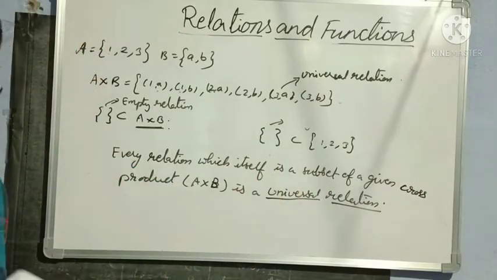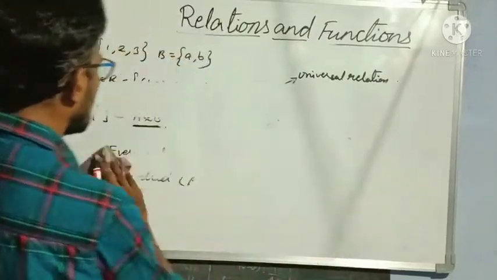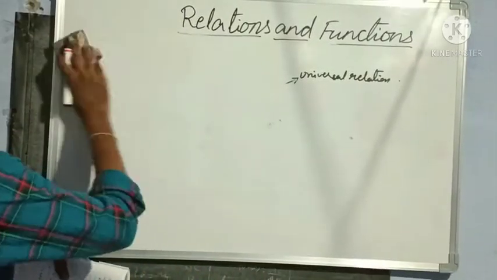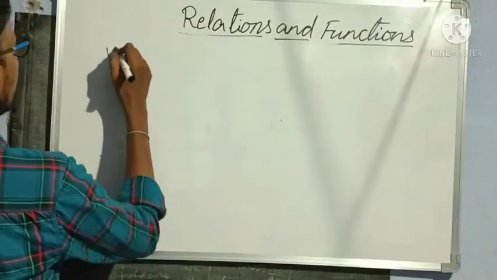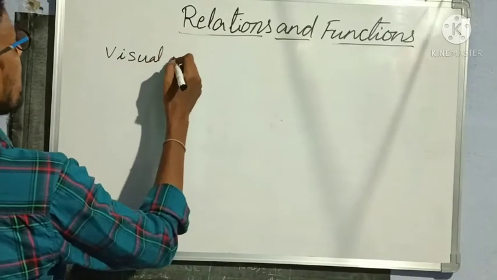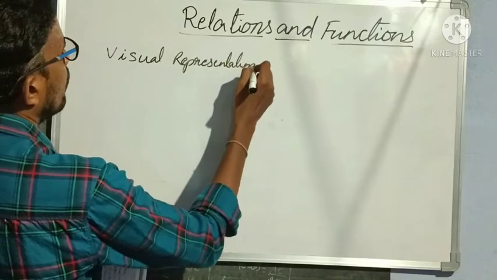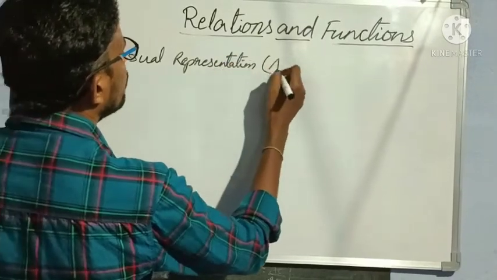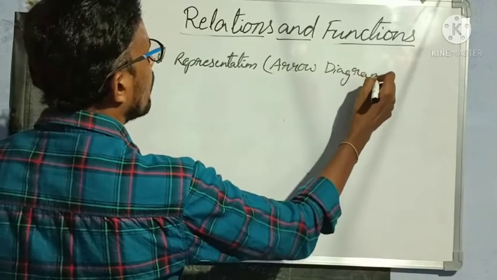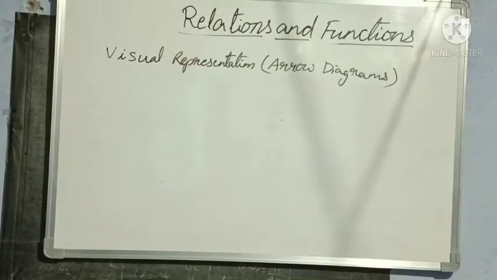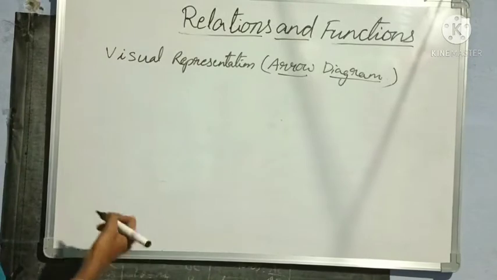Okay? Next, let us see the visual representation, means arrow diagram. How to represent a relation using an arrow diagram. Okay? So our next concept is visual representation. Visual representation means arrow diagram. Already in sets also we have seen an arrow diagram. In sets we call it a Venn diagram, but here we call this an arrow diagram. Okay? So how to visualize a relation?